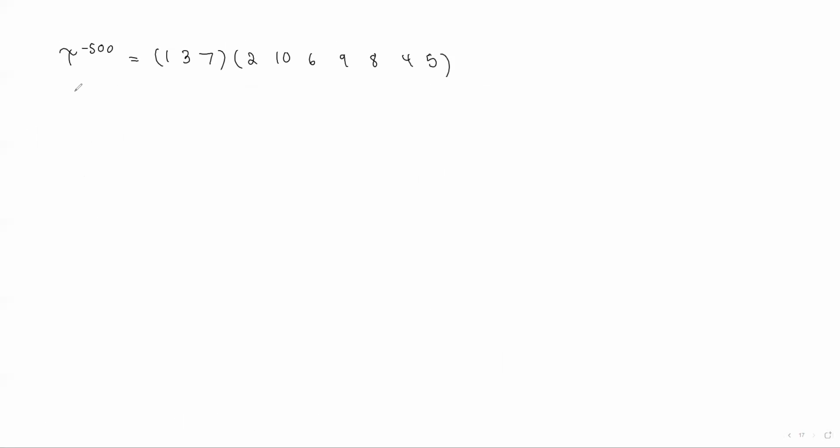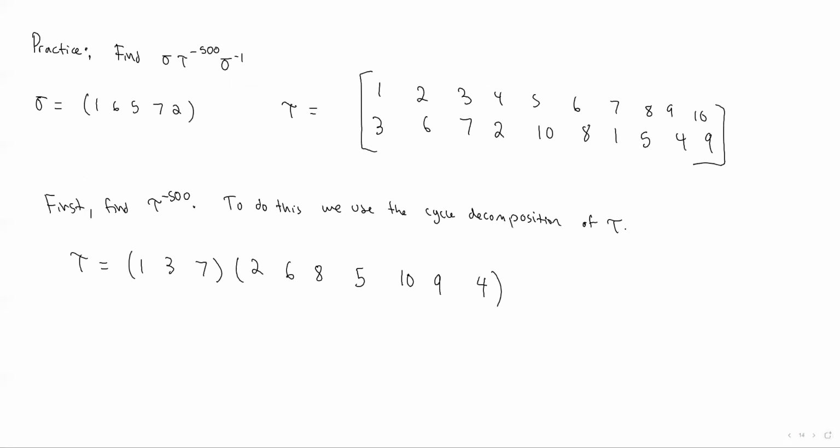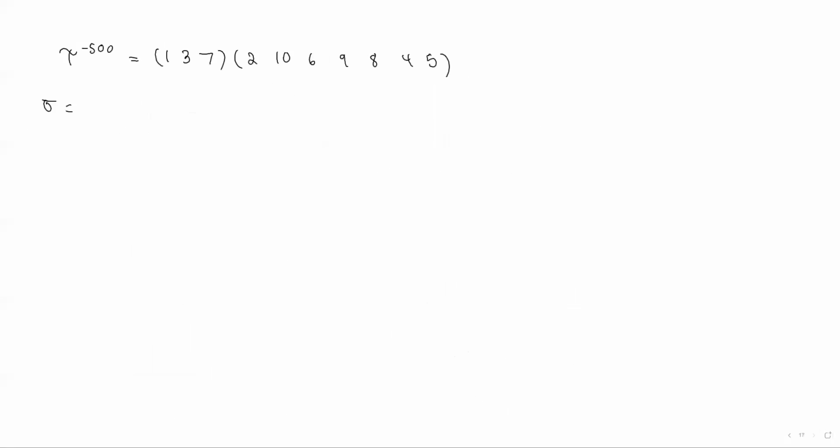And then we just have to remember what was sigma. So sigma was 1, 6, 5, 7, 2. And then I told you the rule for finding sigma tau to the negative 500 sigma inverse. You just apply sigma to every cycle. So let me show that happening. So sigma tau to the negative 500 sigma inverse.